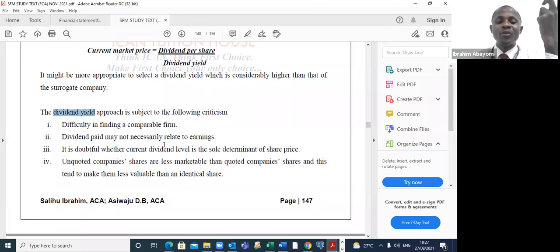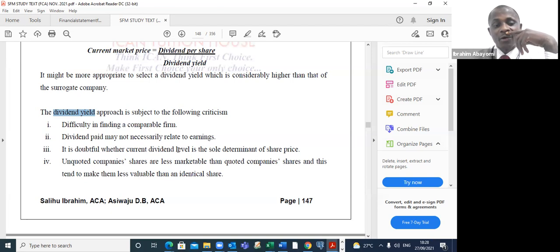Dividend paid may not necessarily relate to earnings. So I may make earnings of 1 million and I'm paying a dividend of 10,000. So there's no correlation. My dividend paid is at my own company's discretion. There's no law that says when you make profit, you have to pay a certain percentage as dividend. So that is another problem you face when you are using the dividend yield approach.